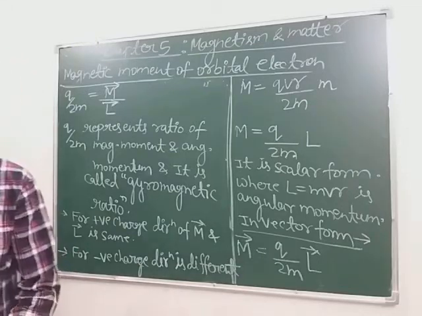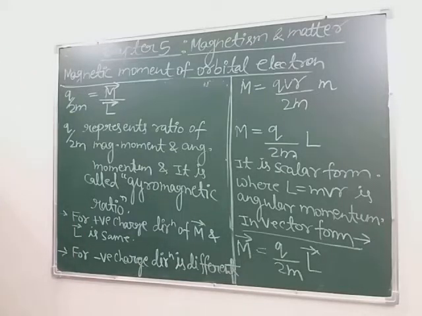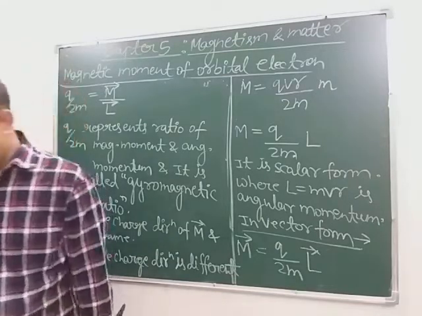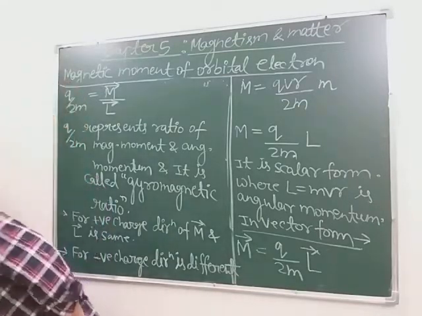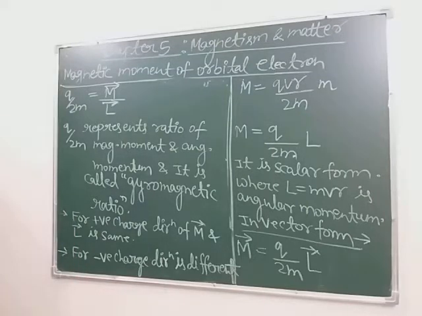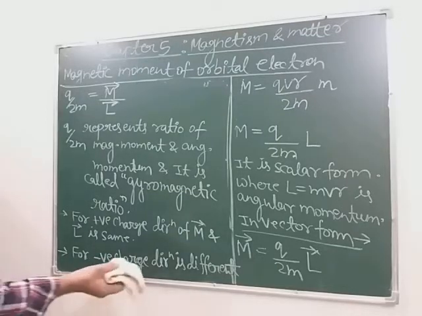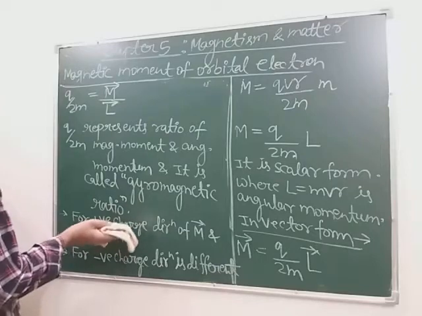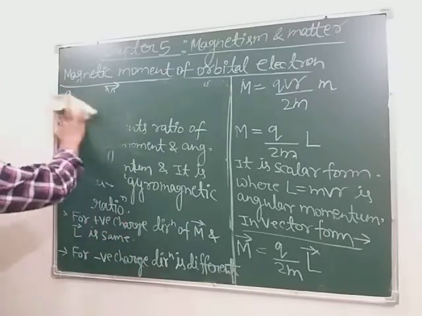Note down. Then we will derive an important relation which is called Bohr magneton. So write down, pause and note down. Then I will erase and explain to you the next point.